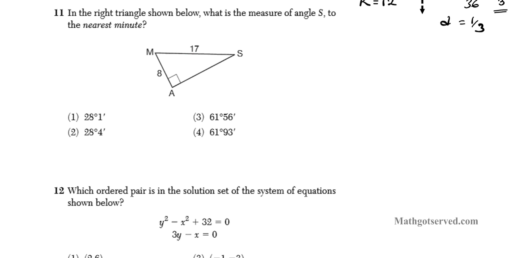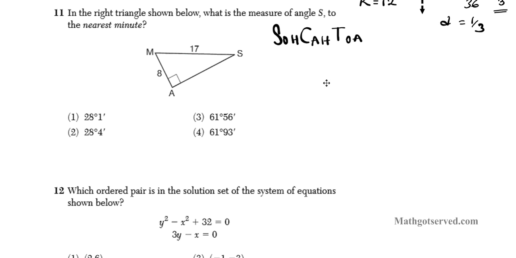All right, let's take a look at question number 11. It says, in the right triangle below, what is the measure of angle S to the nearest minute? Okay, so we're dealing with right triangle trig here. The first thing that should come into your mind is that we are going to be using SOHCAHTOA, because that is what determines the relationship between each pair of sides and a specific reference angle for a right triangle. If we're just dealing with sides only, we use the Pythagorean theorem, but since an angle is mentioned here, we have to make use of SOHCAHTOA.